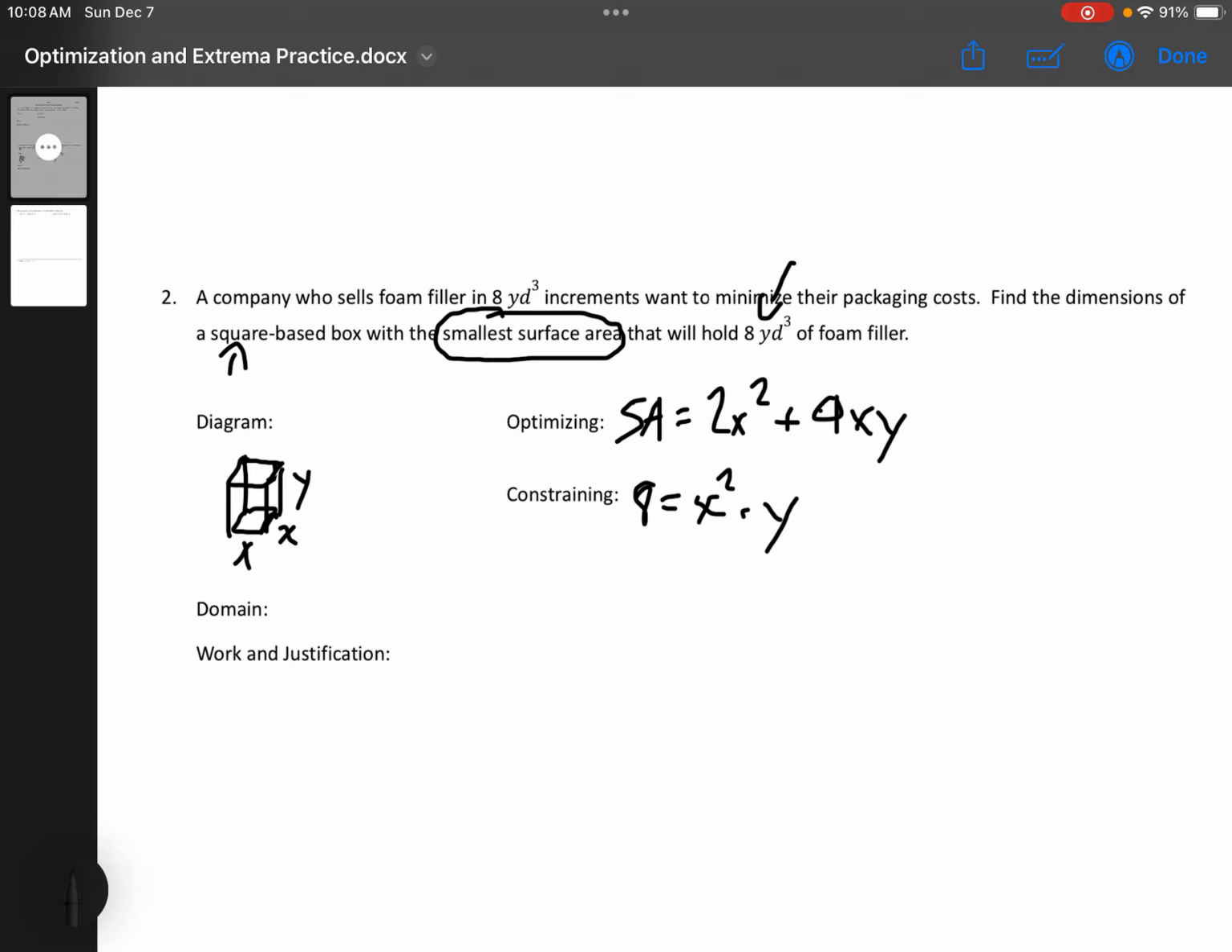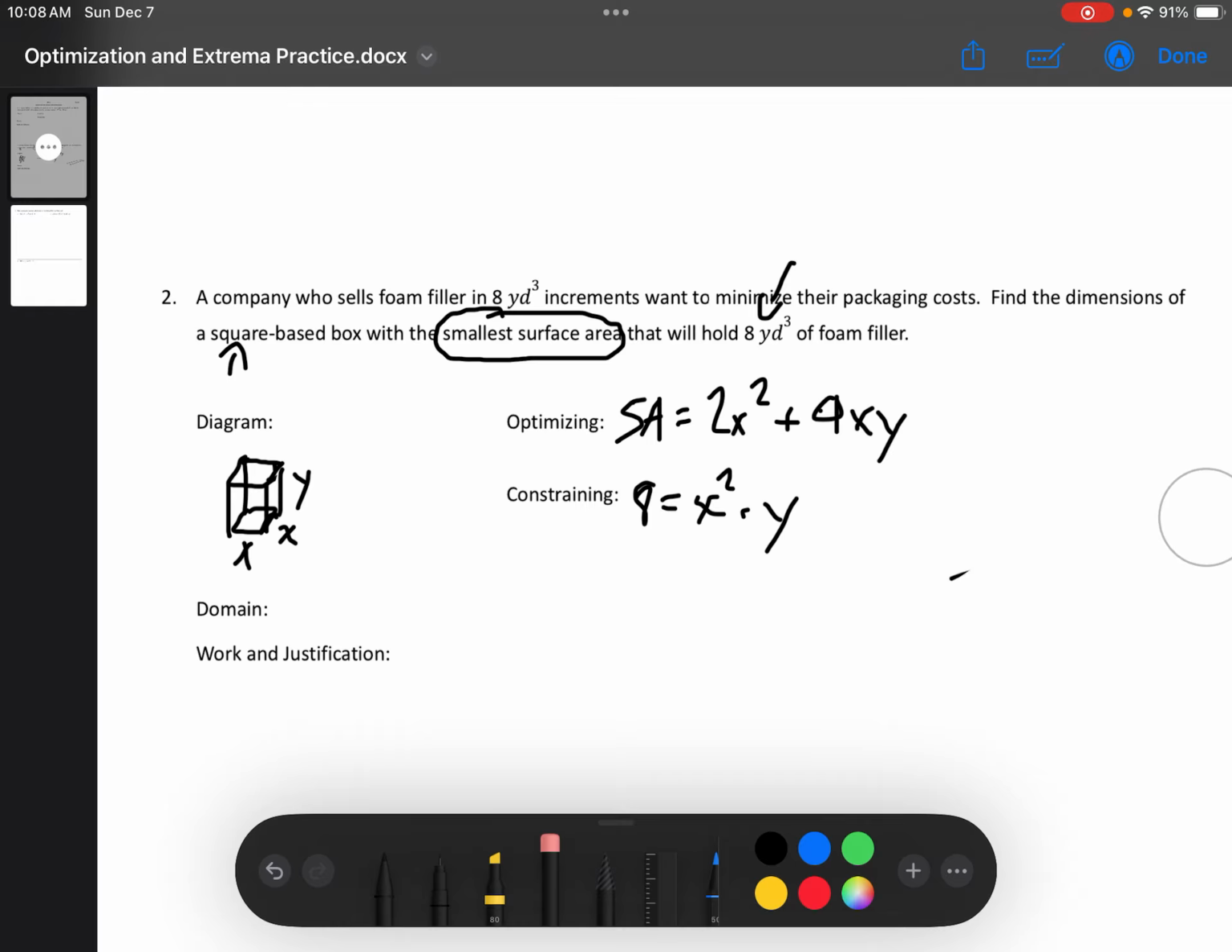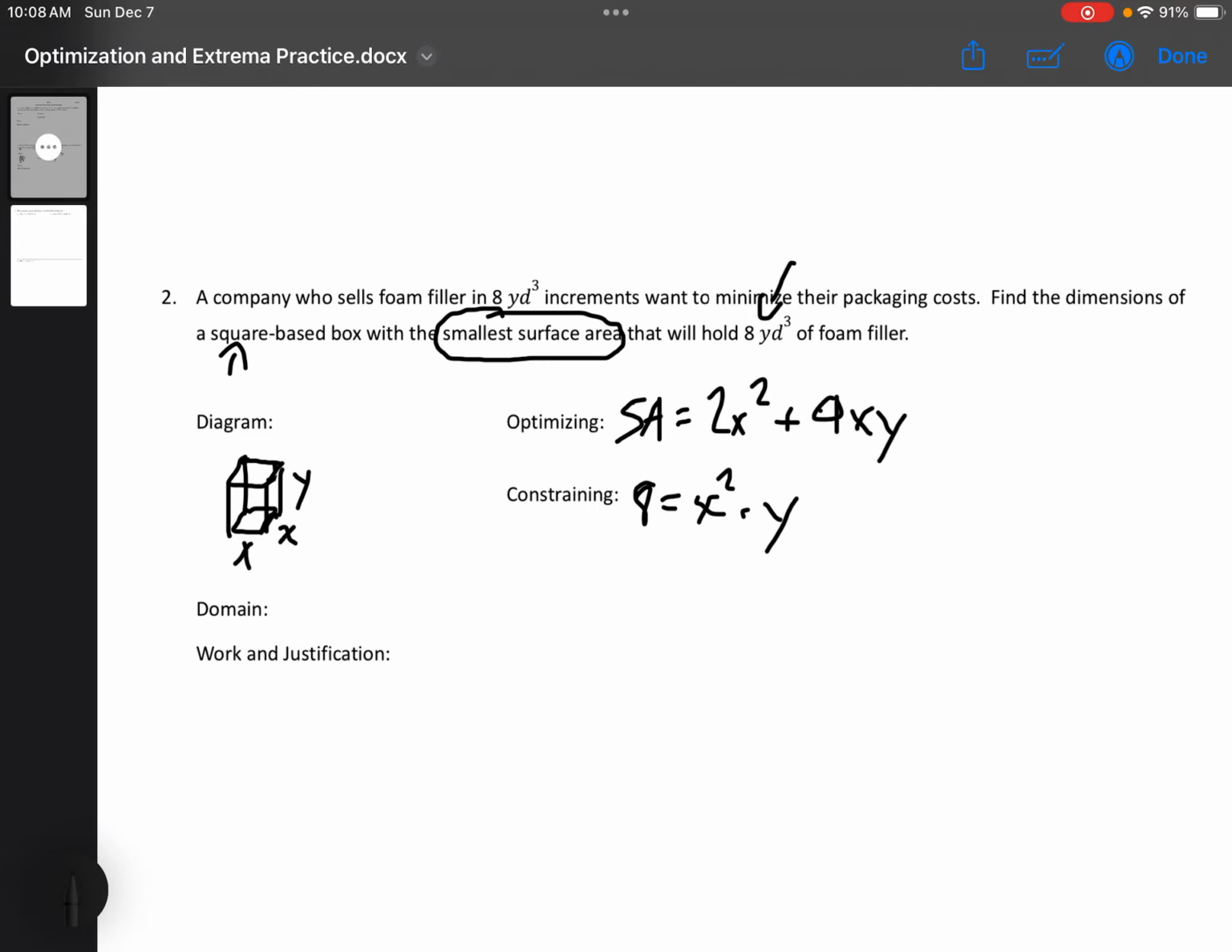Now we need to find our domain. You would set both variables equal to 0, x equal to 0 and y equal to 0. But notice how in this case, if you set x equal to 0 in the constraining equation, you get 8 is equal to 0, which just plainly does not work. So x equal to 0 does not work. And y equal to 0 is the same thing. It doesn't work.